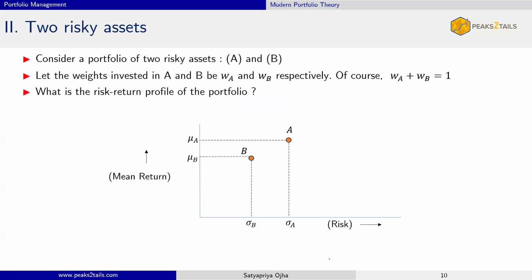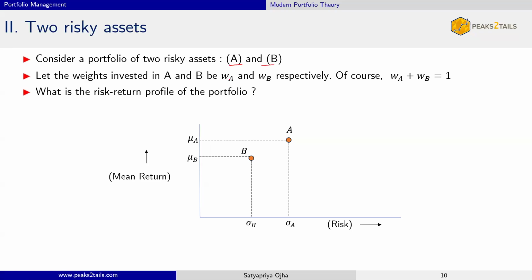All right. Now let's talk about a more practical portfolio where we have two risky assets. Okay, two risky assets. So let's park the risk-free asset for now. We'll think about that later. Now let's consider that our portfolio has two risky assets, asset A and asset B.